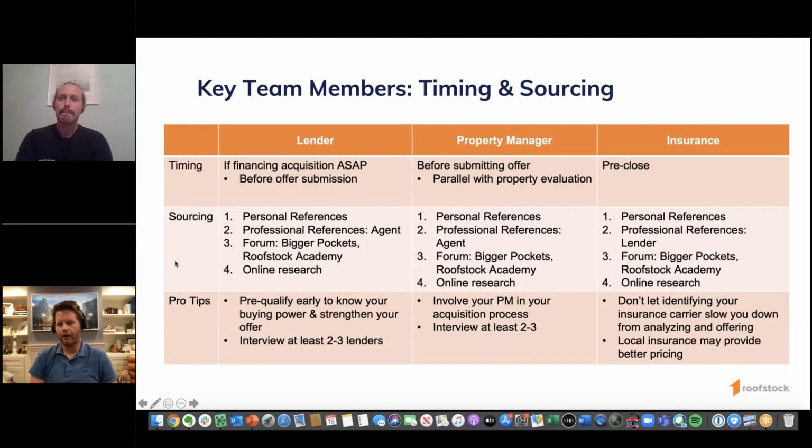On the note about local insurance possibly providing better pricing, I think that's especially true in areas that tend to have more common natural disasters and issues. Florida would be an example where a national carrier may price it a little bit higher than a local carrier who may understand the risks a little bit better. But especially in the areas that are more prone to those types of issues, it's worth getting local.